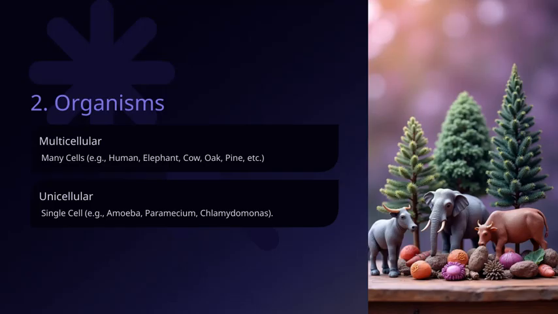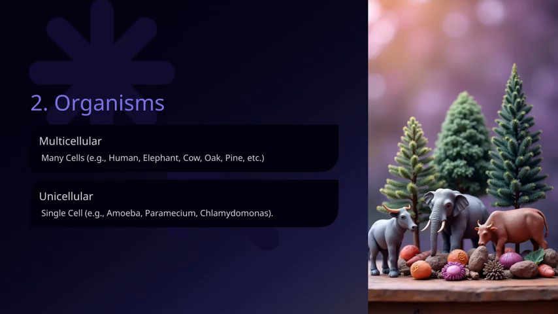Let's talk about organisms and how they can be classified based on their cellular structure. First, we have multicellular organisms, which are made up of many cells. Think of humans, elephants, cows, and even plants like oaks and pines. These organisms have specialized cells that work together to keep everything running smoothly. On the other hand, there are unicellular organisms, which consist of just a single cell. Examples include amoebas, paramecia, and chlamydomonas. Despite being just one cell, these organisms are incredibly capable and can perform all necessary life functions within that single cell.